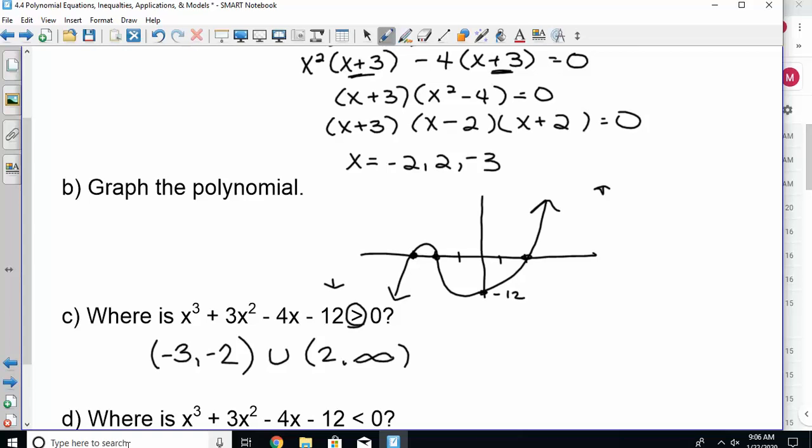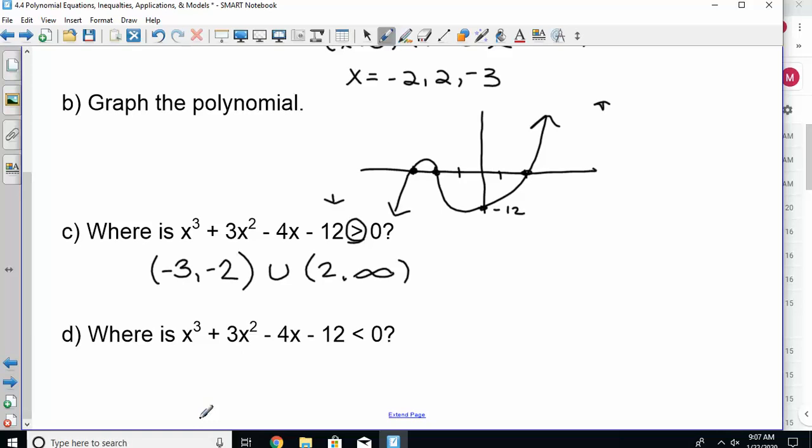Okay. D. Where is the graph less than 0? So less than means below. Where is it below the axis? So negative infinity to negative 3, union negative 2 to 2. Good. Any questions there?